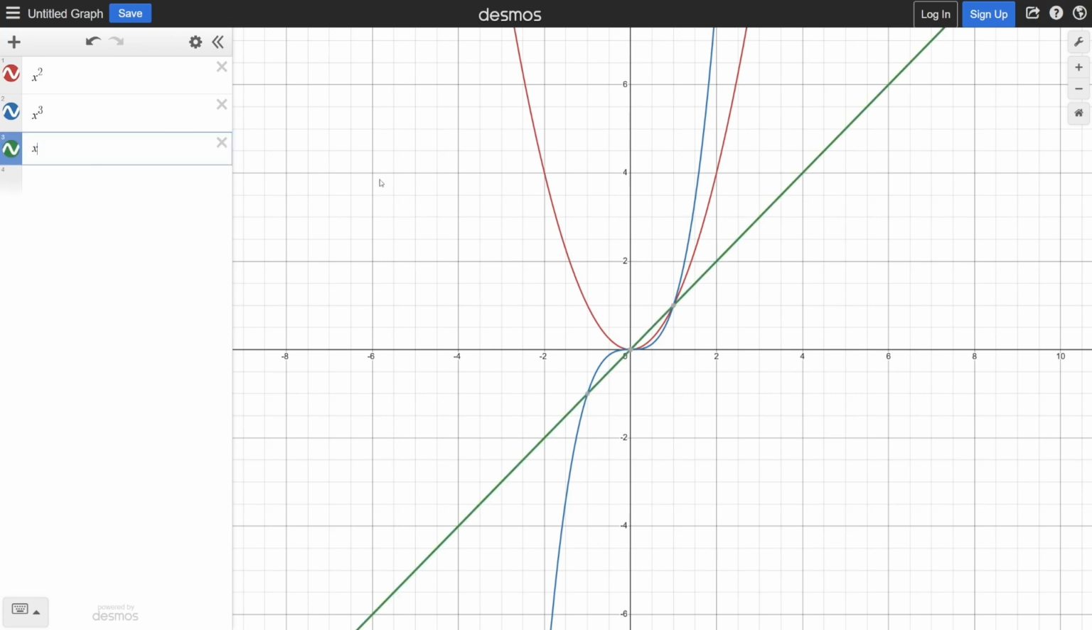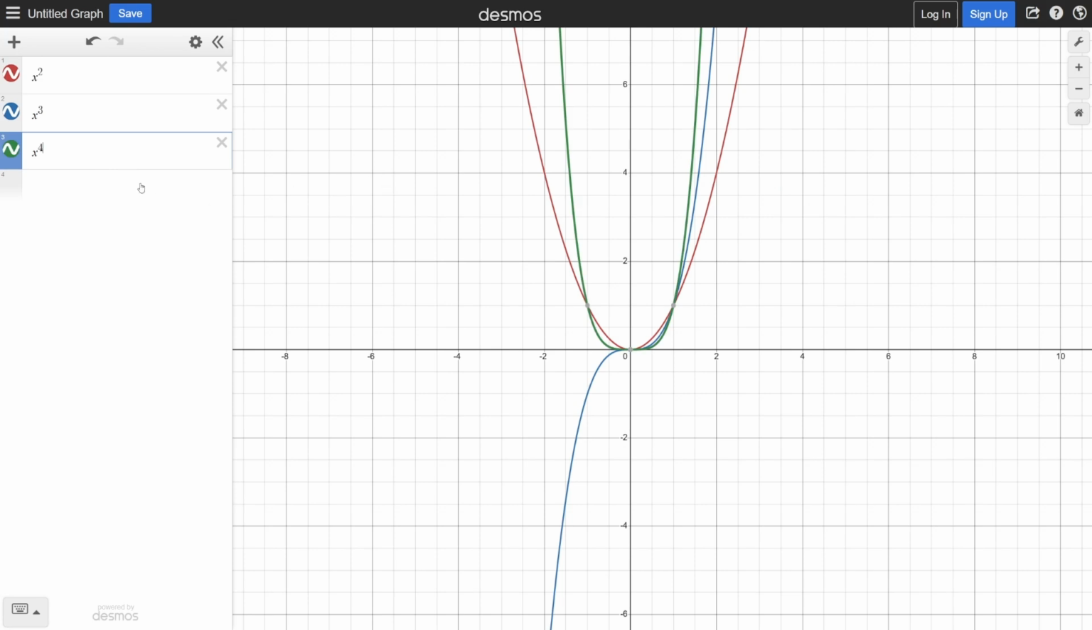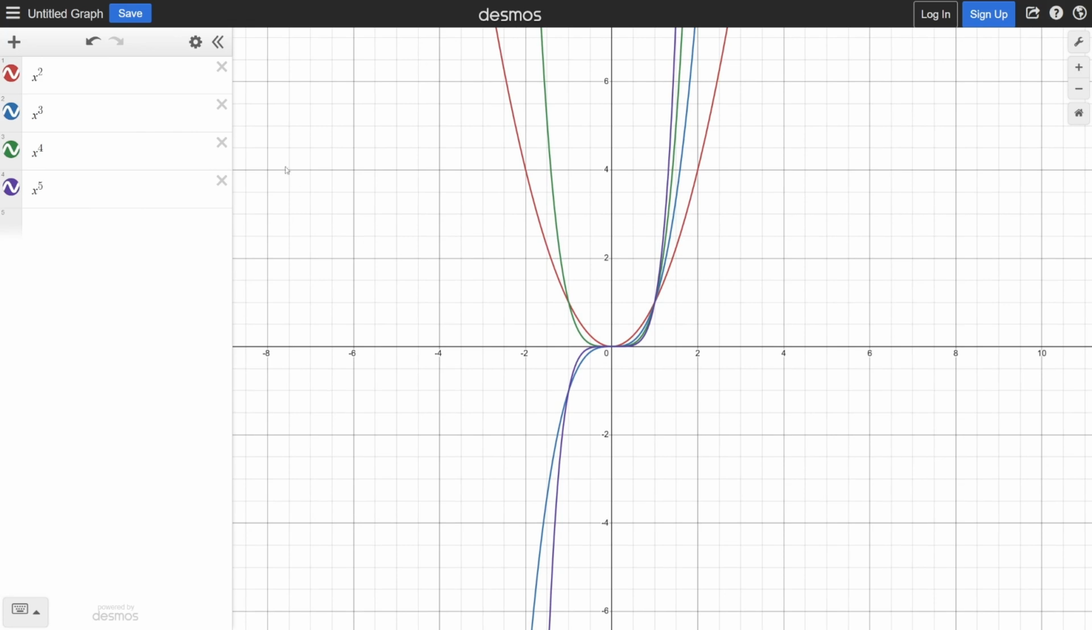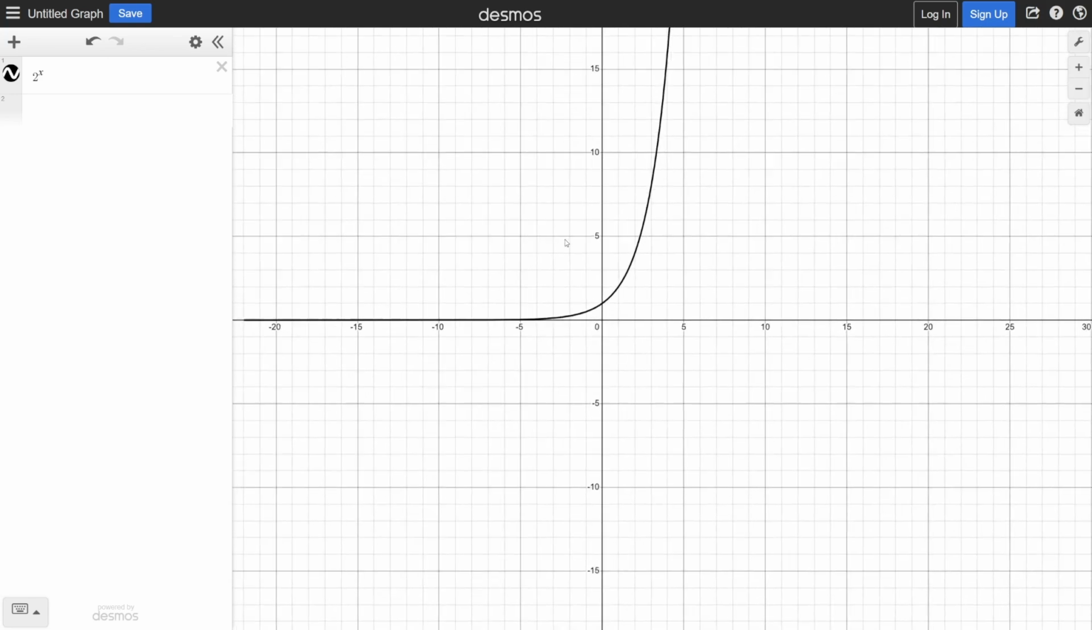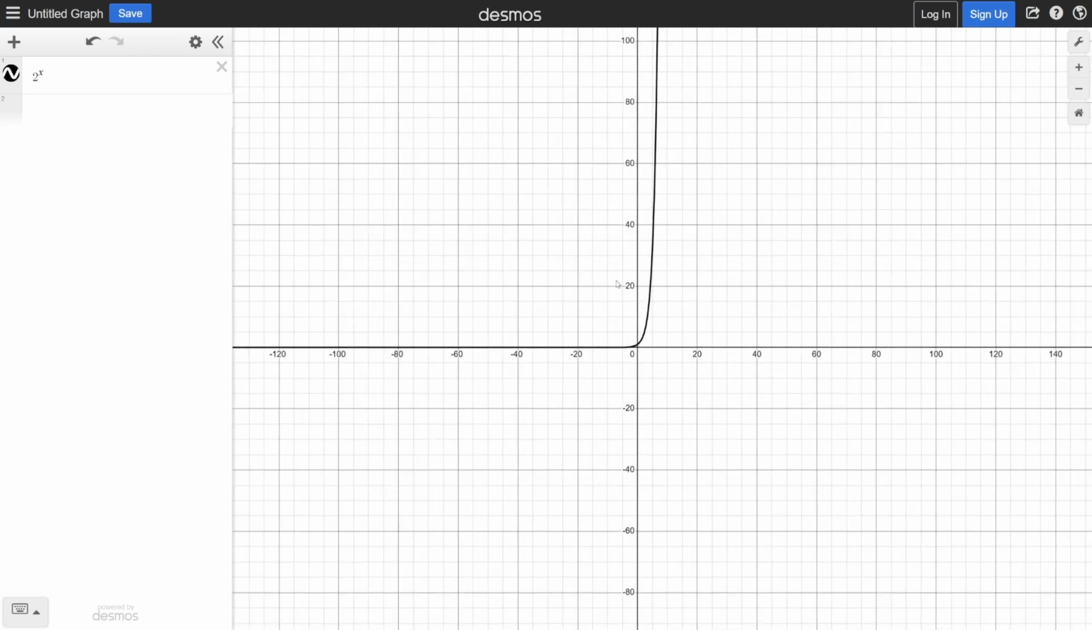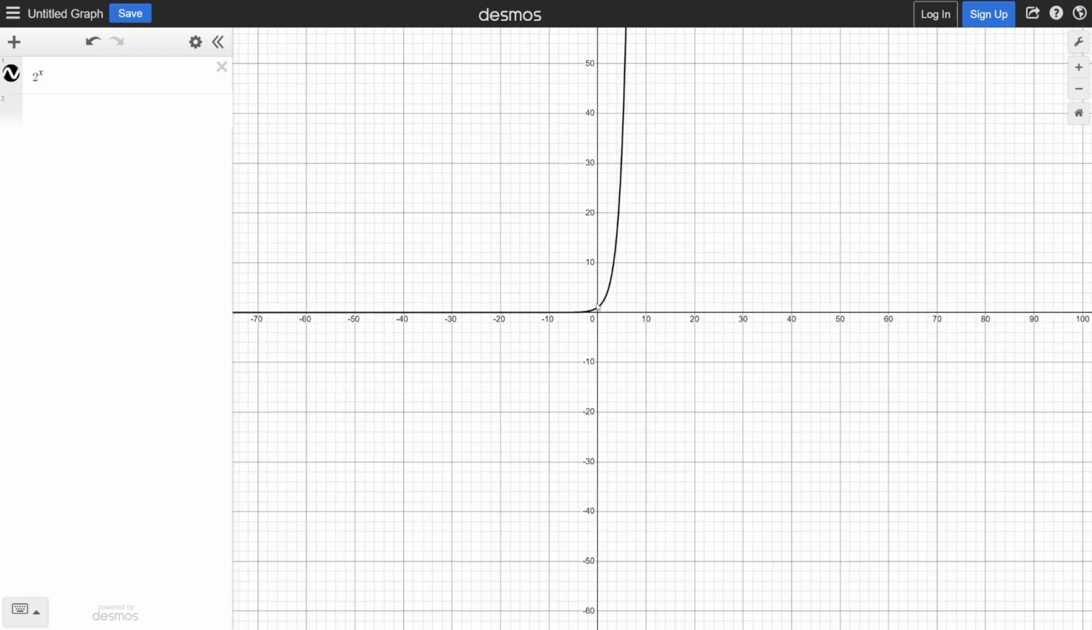This pattern will continue infinitely with the fourth, and then x to the fifth, and so on. This is maybe not the most exciting bit of it. They probably have already seen some basics of quadratics. But what about when you put 2 to the power of x? That looks a little bit different. It's not symmetric, for one thing. And it does go infinitely in all directions.